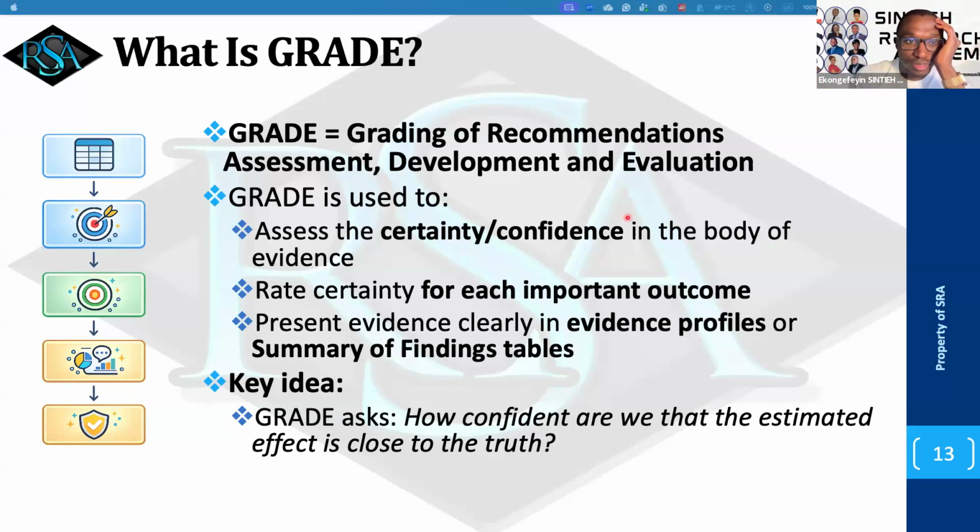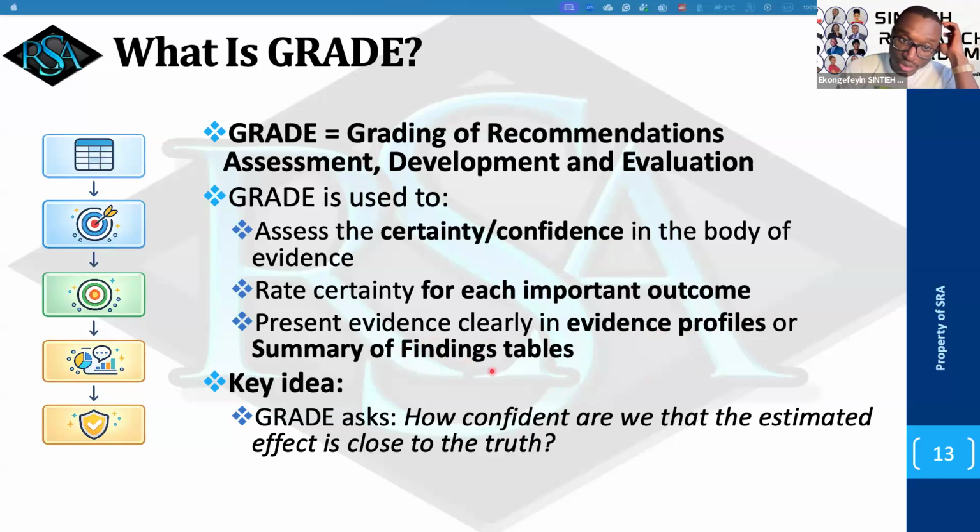And it rates certainty for each important outcome. So again, if your study had several outcomes, then you're going to rate it based on each of the outcomes. But if you rate it on one outcome, then that's the main outcome. And it helps you to present evidence clearly with evidence profiles or summary of findings tables, which is what all the studies we do use, because when you do that, you are able to put the summary of your findings so that everybody can see.